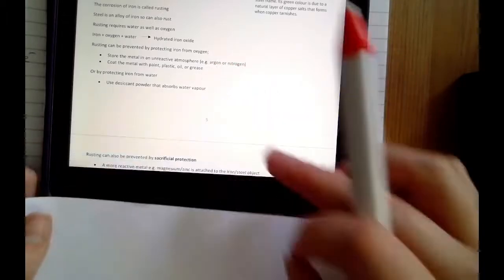You can also protect it from water. To protect it from water, you can use what we call a desiccant powder, and that powder will absorb all the water vapor. You need oxygen and water to rust, so if you can protect the iron from either, you are going to prevent the iron from rusting.